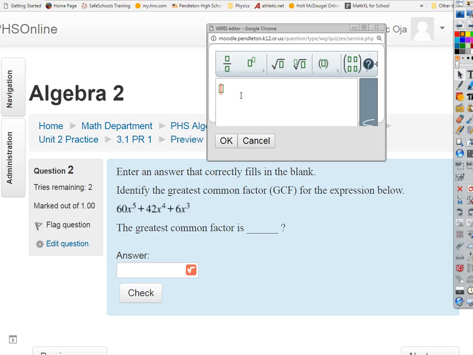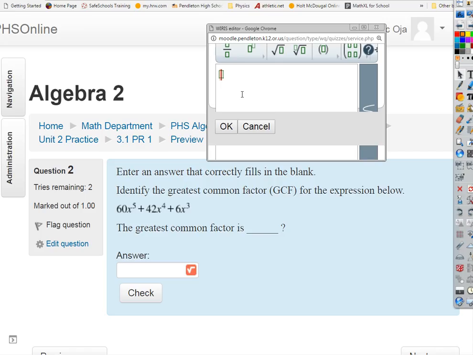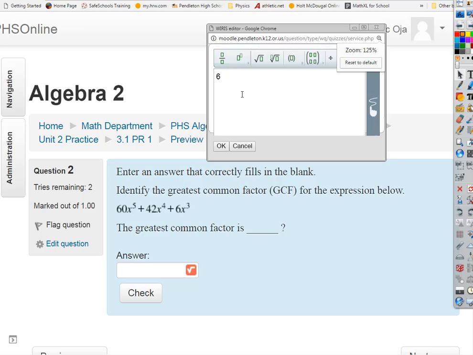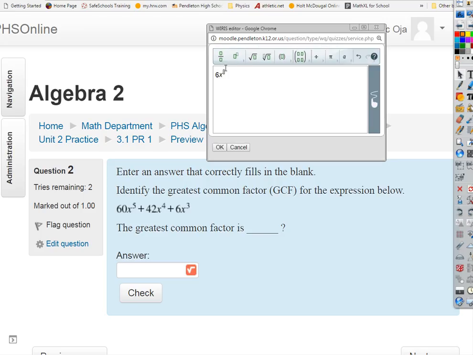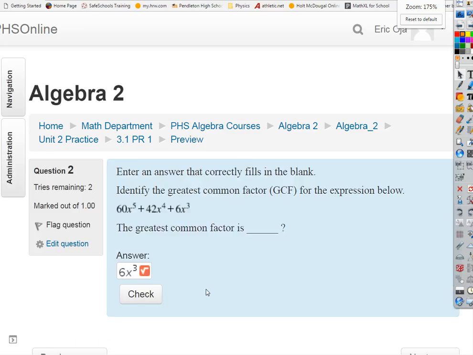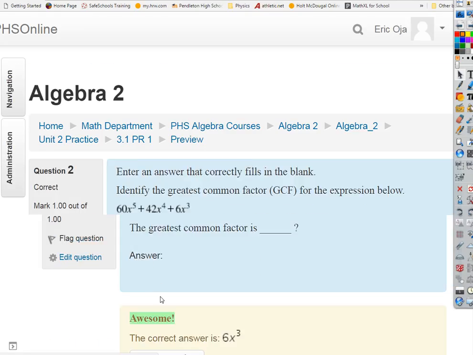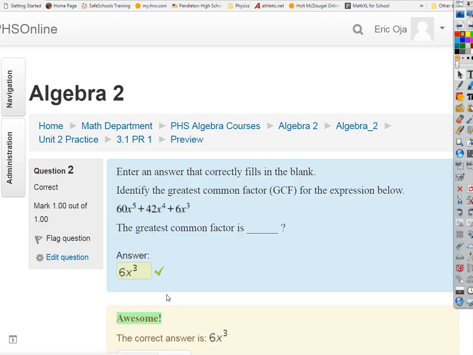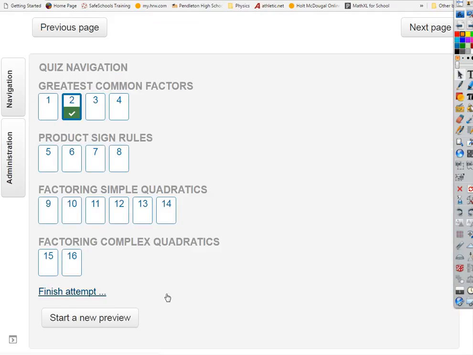Okay, so we would just have 6, there we go, 6x cubed, like so. Okay, make sense? All right, moving on. Let's try one of these.